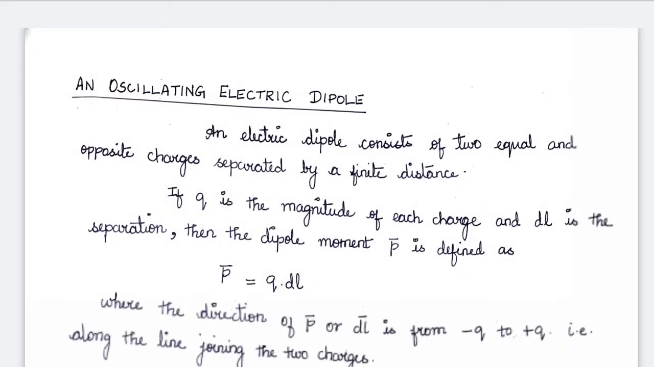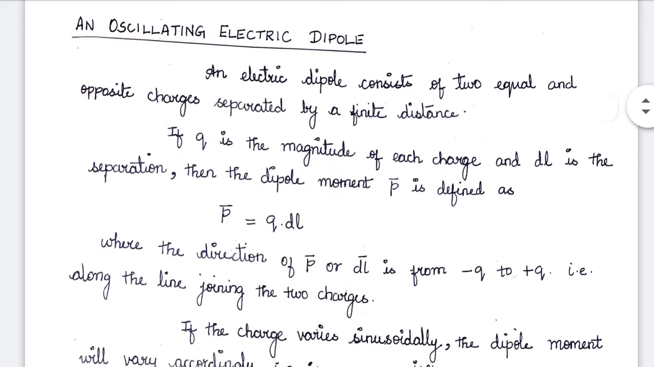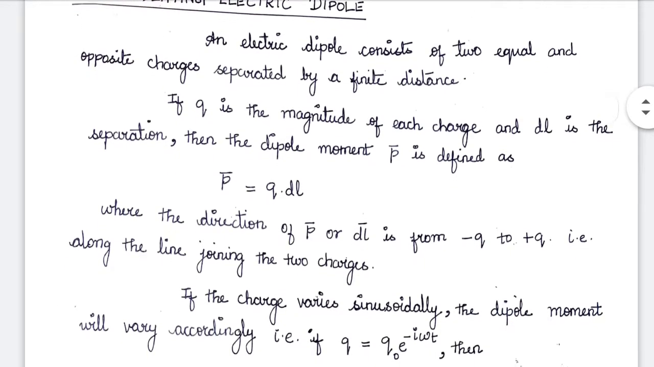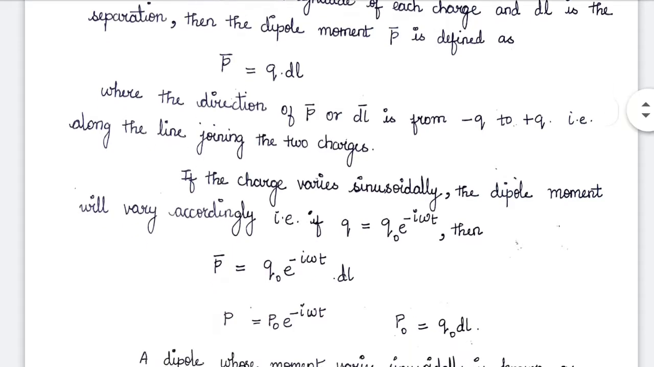An electric dipole is a configuration of two equal and opposite charges separated by a very small and finite distance. If we take q to be the magnitude of each charge and dl is the distance of separation between the two charges, then the dipole moment is p equal to q into dl. The direction of p is from minus q to plus q, that is, along the line joining the two charges.